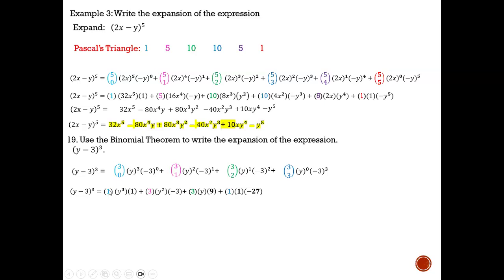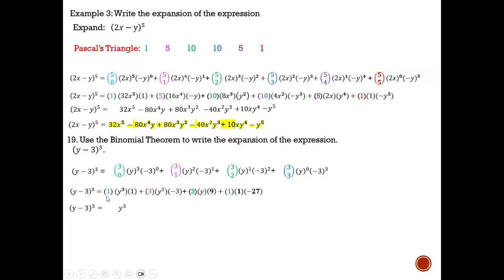Simplifying 3 choose 0 is 1. Y to the third is y to the third. Anything to the 0 power is 1. That's my first term. 3 choose 1 is 3. Y squared is y squared. Negative 3 to the first is negative 3. 3 choose 2 is 3. Y to the first, negative 3 squared is 9. And then over here I have 1. Y to the 0 is also 1. And negative 3 to the third is negative 27.